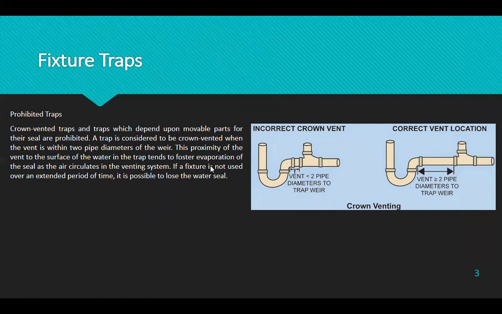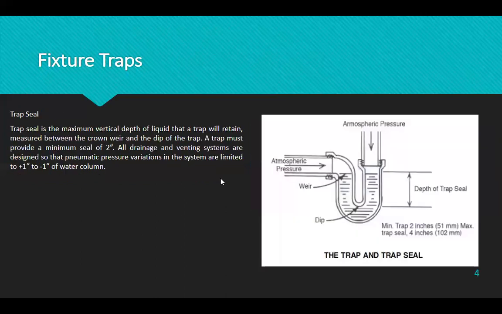This proximity of the vent to the surface of the water in the trap tends to foster evaporation of the seal as the air circulates in the venting system. If a fixture is not used over an extended period of time, it is possible to lose the water seal due to evaporation. Ito yung correct. Trap seal.